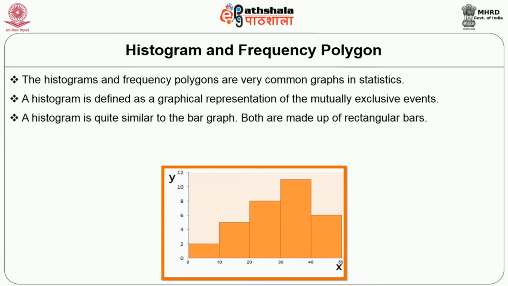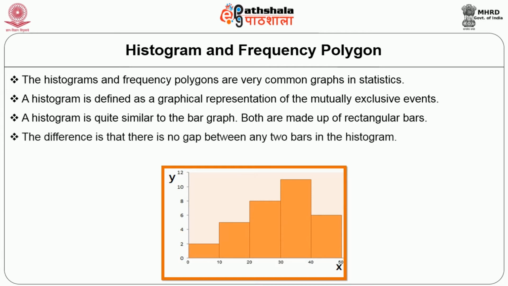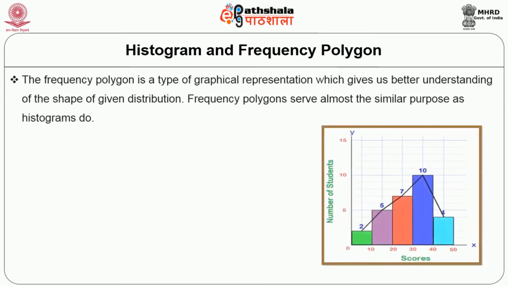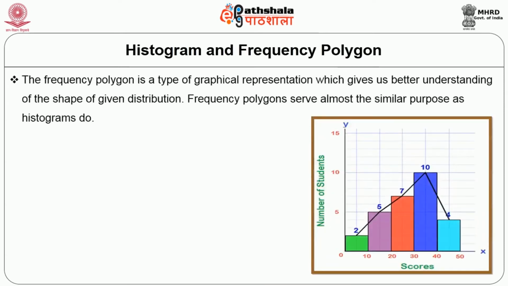Both are made up of rectangular bars. The difference is that there is no gap between any two bars in the histogram. The histogram is used to represent continuous data. A histogram may look like the following graph.